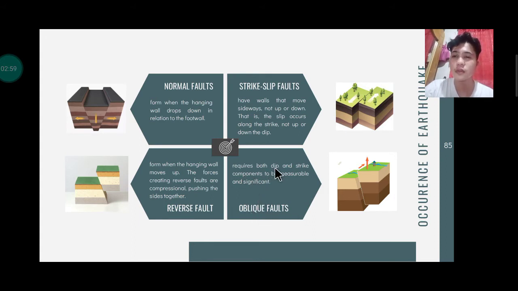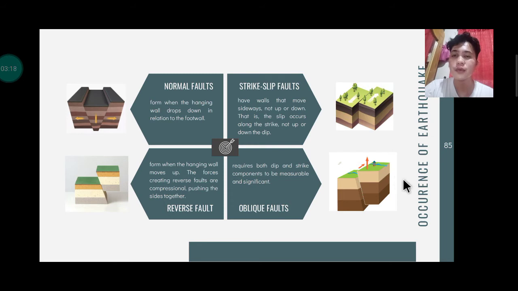Next is the oblique fault. It requires both dip-slip and strike-slip components to be measurable and significant. This is the hanging wall, which moves in an upper direction. Next is the footwall, which moves sideways. So we now know about the types of faults.